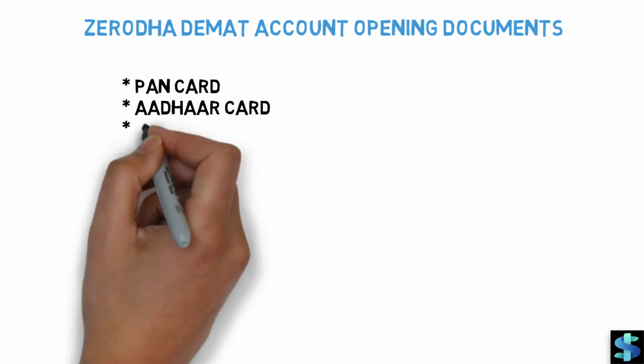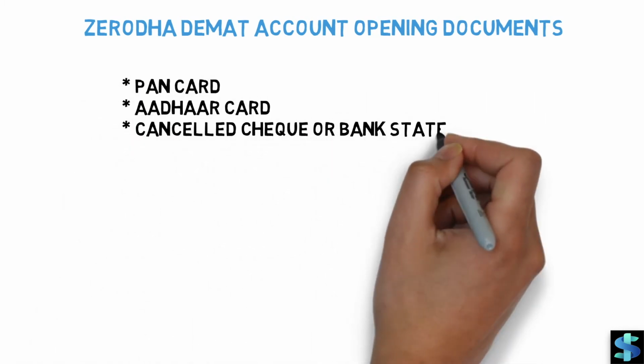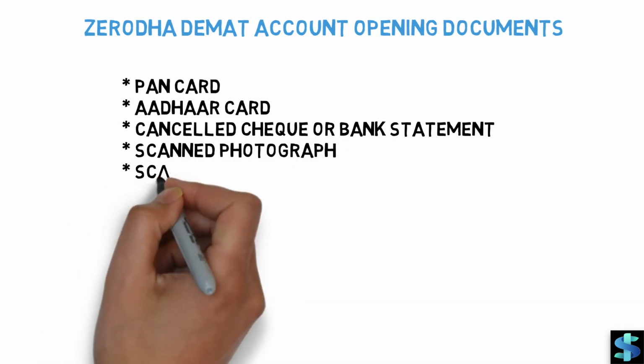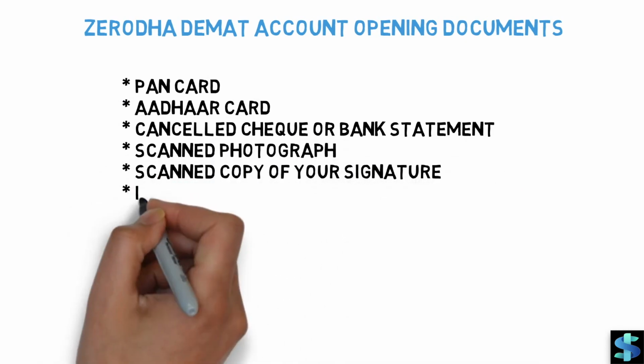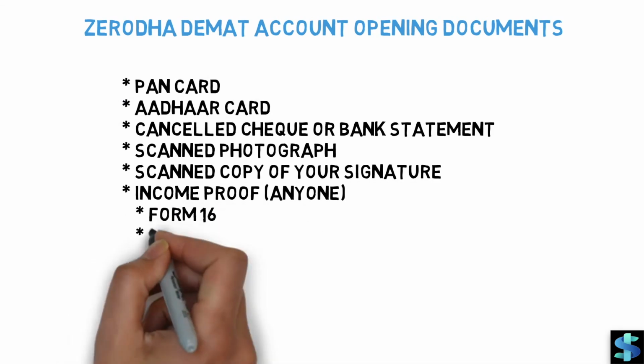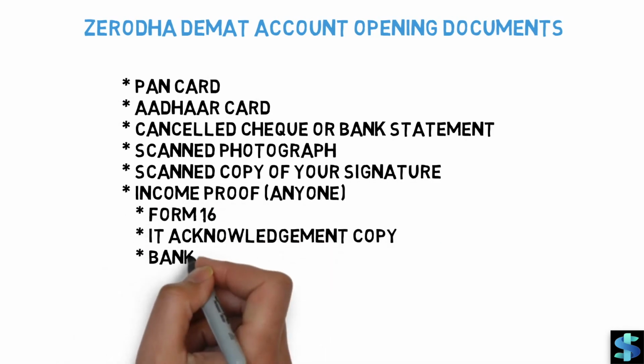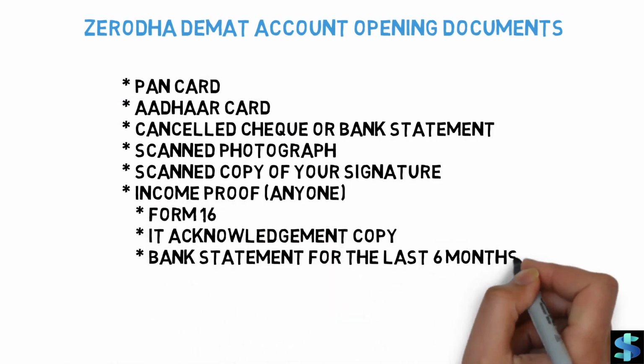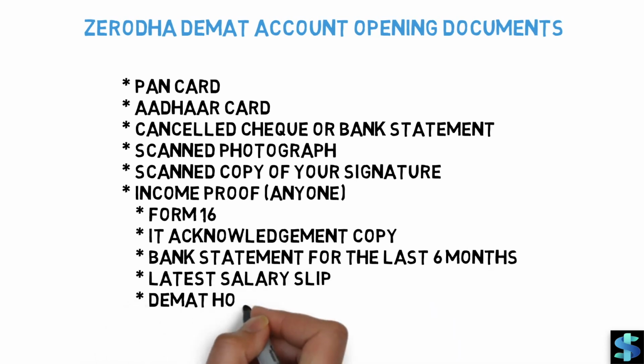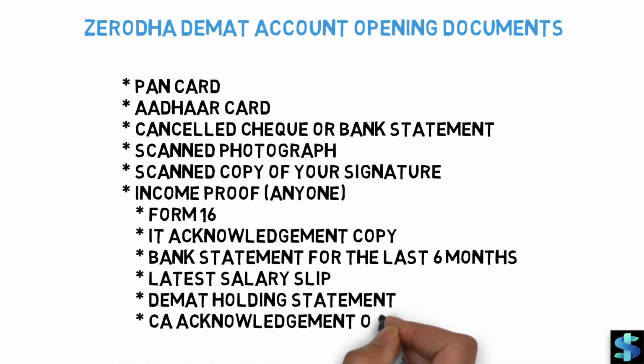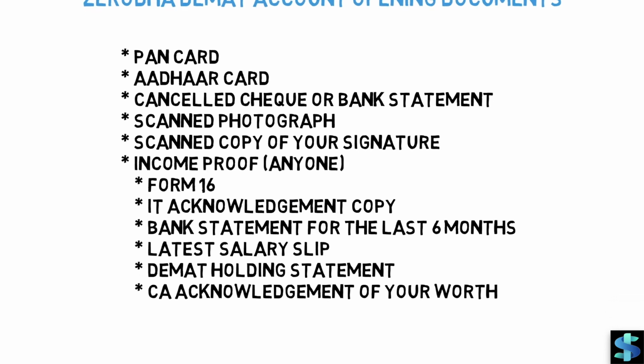Firstly, it is the PAN card, the Aadhaar card, cancelled check or bank statement, scanned photograph, scanned copy of your signature, income proof, any one of the following, that is Form 16, IT acknowledgement copy, bank statement for the last 6 months, latest salary slip, Demat holding statement, CA acknowledgement of your net worth.